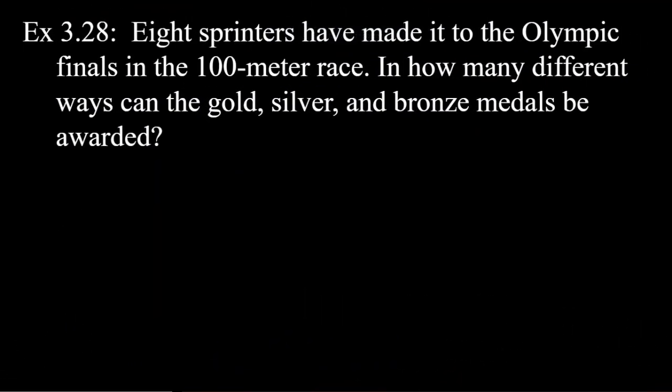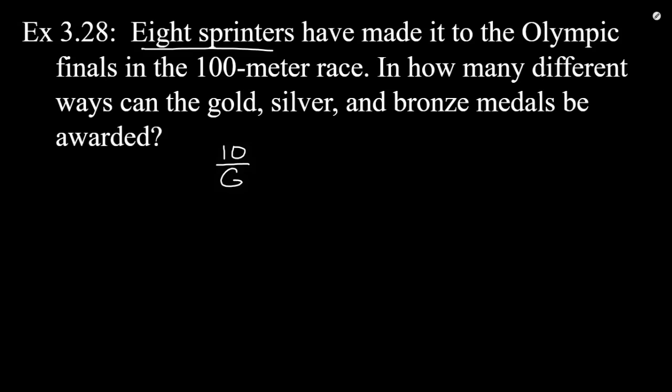Example 328. 8 sprinters have made it to the Olympic finals in the 100-meter race. In how many different ways can the gold, silver, and bronze medals be awarded? So notice that for the gold, we have 8 sprinters who could win. Once one person has won the gold, then for silver we would have 7 people left, and then for bronze, we would have 6 left.